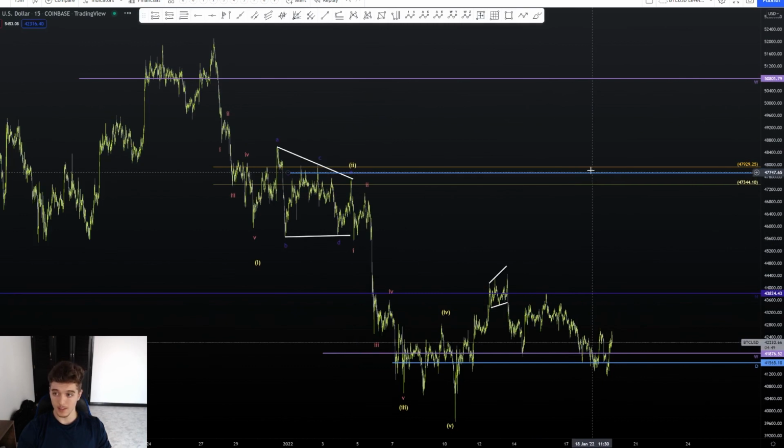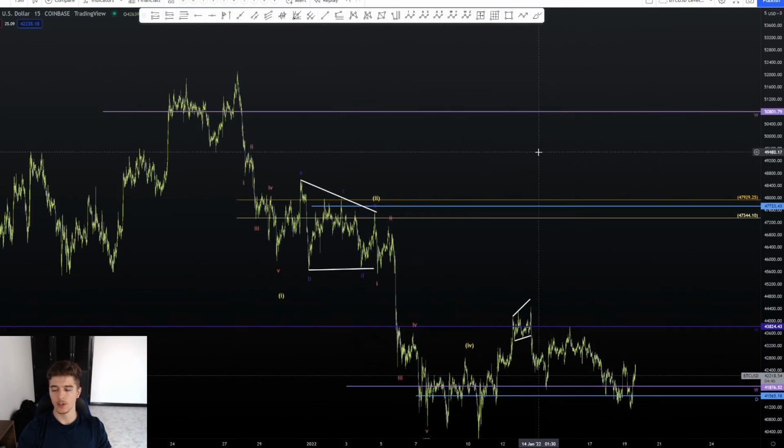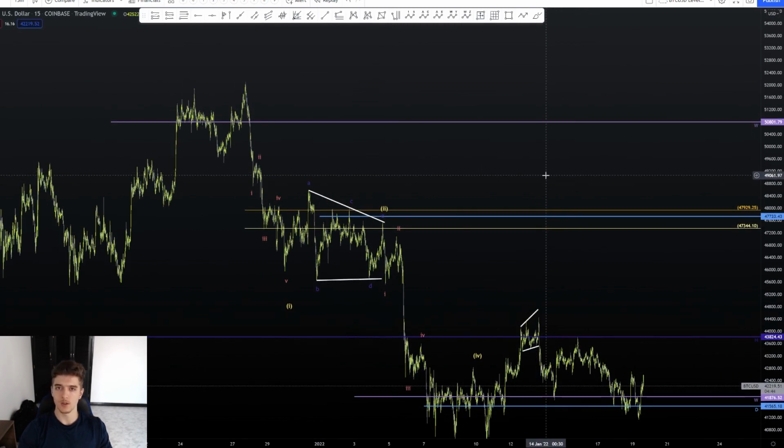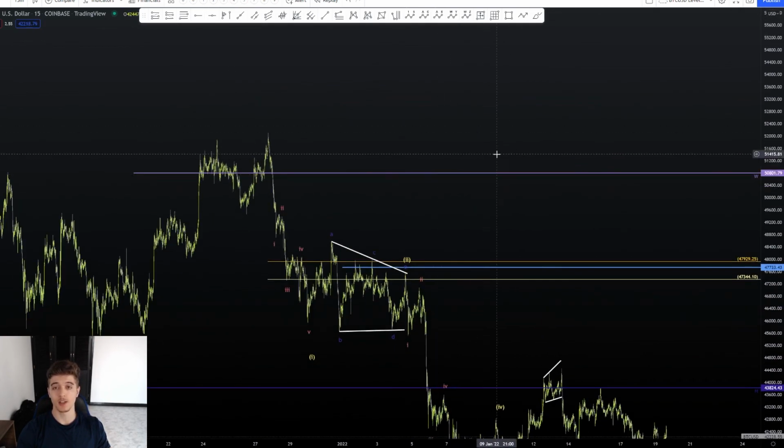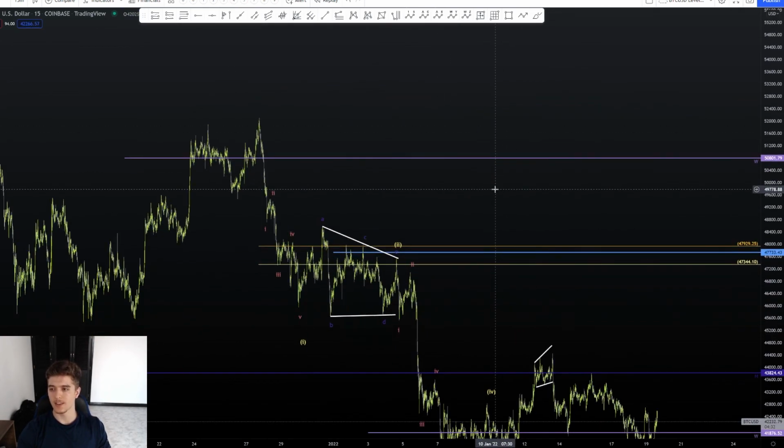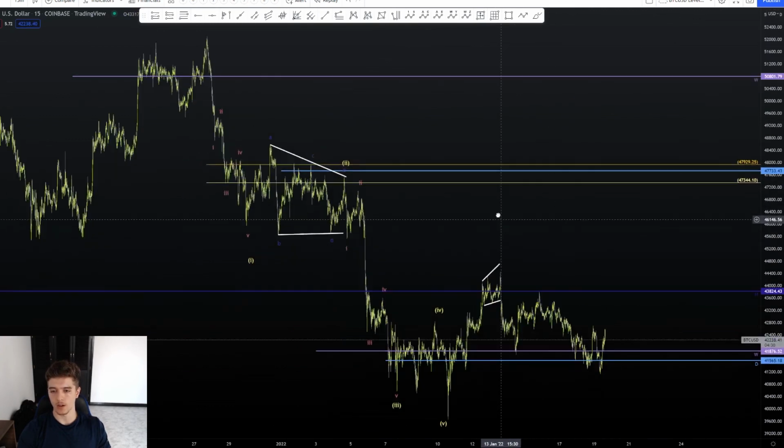Now, if we get above this, then I'm going to be looking towards this weekly level. If we get above that, then you guys can watch my previous videos. I made a video a couple days ago about the price targets that I'm looking for to the upside, so you guys can watch that to see some more price targets to the upside. But yeah, that's my basic game plan right now on Bitcoin on the local time frame.